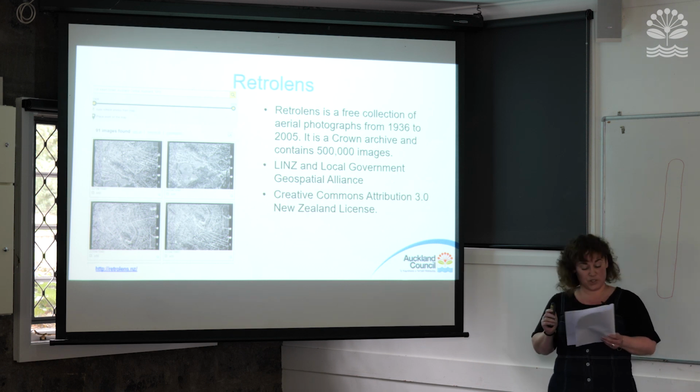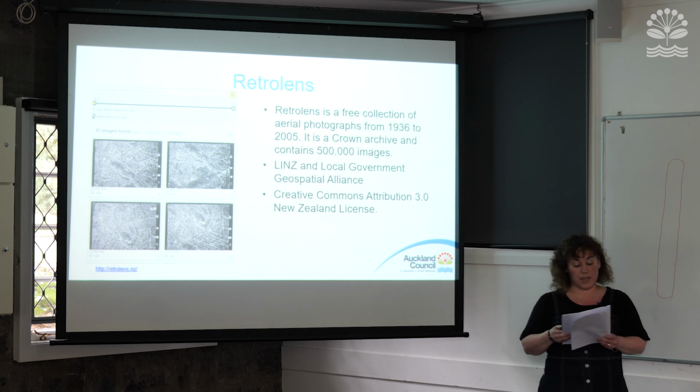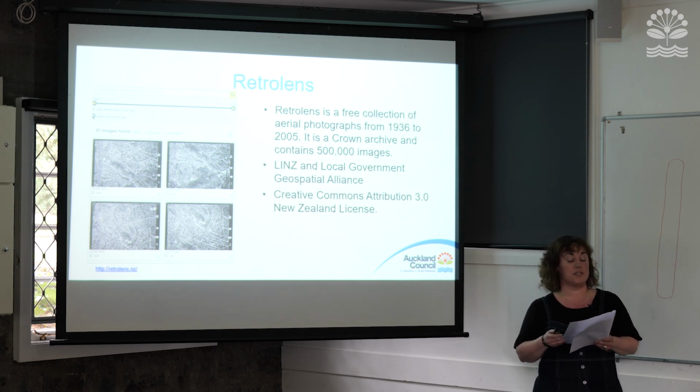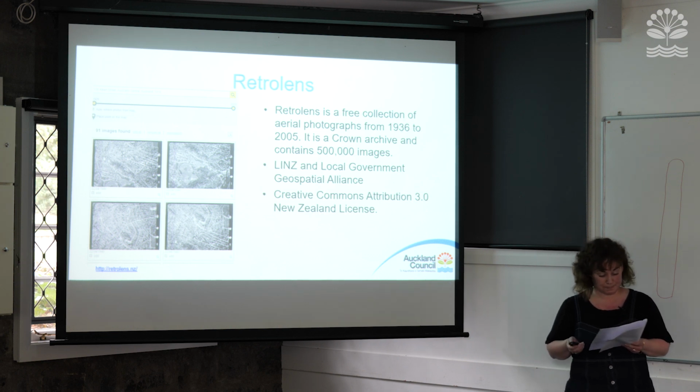So Greg also mentioned RetroLens, which is a fantastic resource, a free collection of aerial photos from 1936 to 2005. It's a Crown archive, it's very high quality. There's about 500,000 images, covers the whole country. They're high resolution, you can download them and zoom into your heart's content, and they've got a Creative Commons license, so if you have a blog or a website or a publication, you can use them freely.